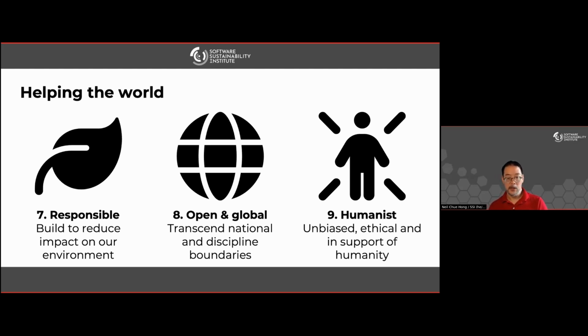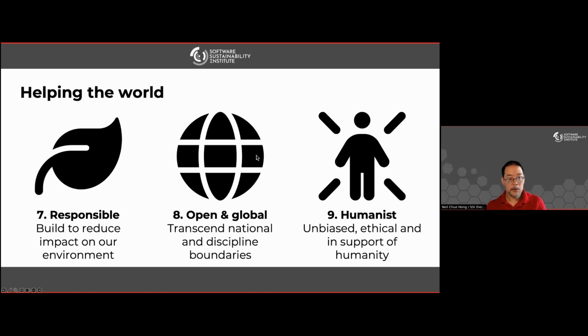And then the last one, which is even more important now than it was 15 years ago and 30 years ago, is to make sure that we follow the principle of being humanist. So basically, making sure that what we're doing is in support of humanity, making sure that our software is unbiased, is ethical, and particularly now that we are seeing the rise of AI, being transparent in understanding why it has been created and why decisions are being made.